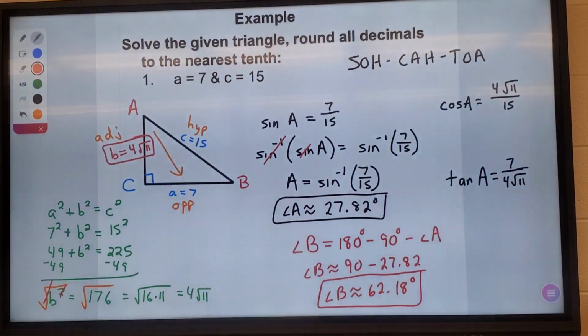Okay, so two types of problems that I'm going to present. One where I give you a side and one angle, or the second type is this, where I give you two sides. If you have any questions, comments, or concerns, again, by all means, reach out to me and ask away.